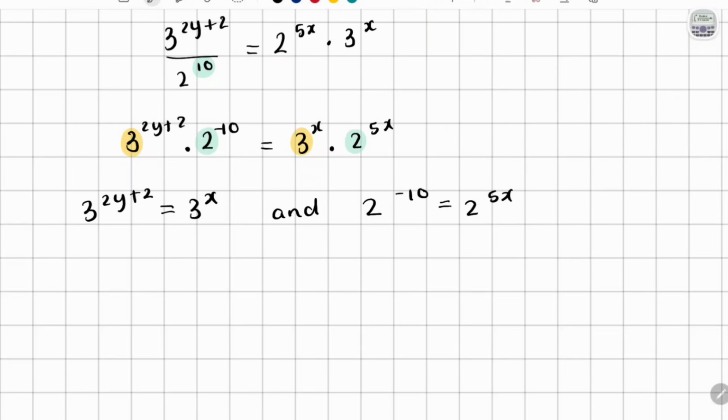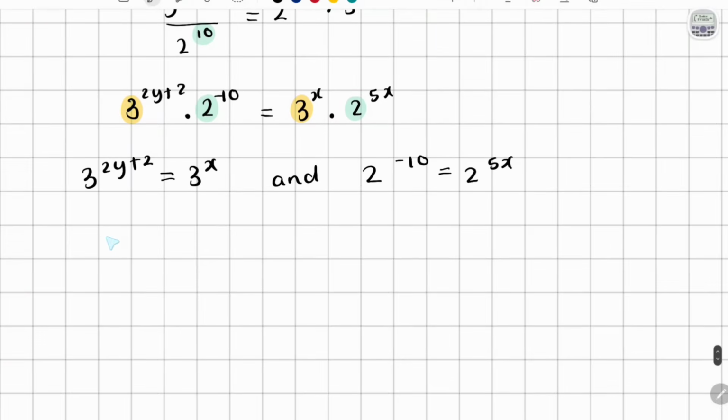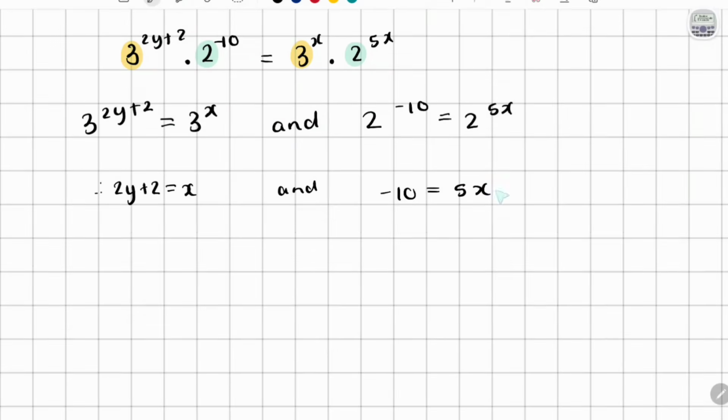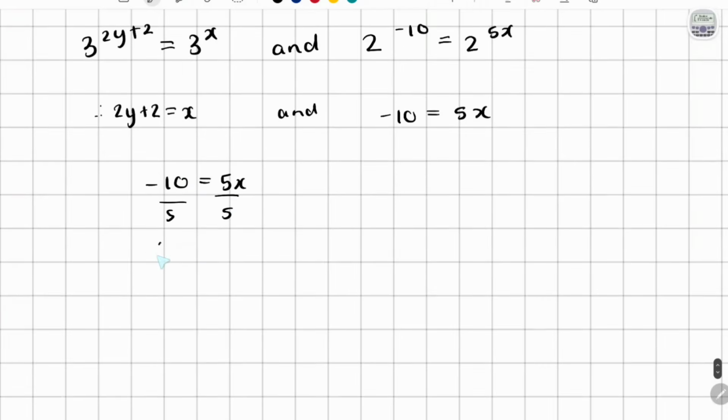Okay, so let's go ahead and equate the exponents. So it means that, therefore, 2y plus 2 is equal to x. And we have here that negative 10 is equal to 5x. So I'll go for this one because this one looks so much easier to solve. So negative 10 is equal to 5x. Divide both sides by 5. And so x is equal to negative 2.